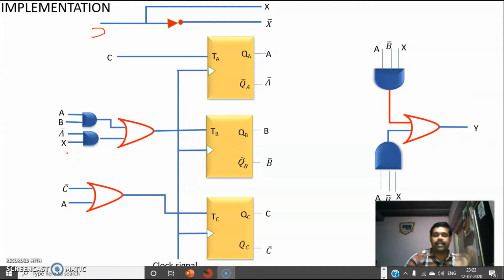Okay, so these 3 models you have using a state diagram. You have to derive the state table and state reduction, then state assignment, then transition table, then find the number of flip-flops, then find the expressions for flip-flop inputs and outputs, then implementation. This is the way for doing problems in synchronous sequential circuit design.